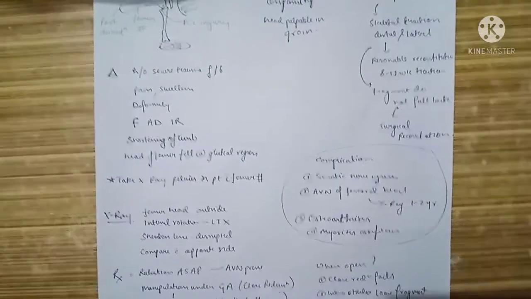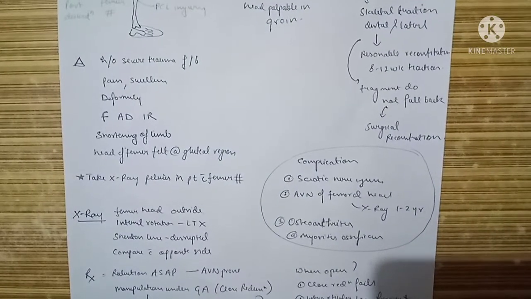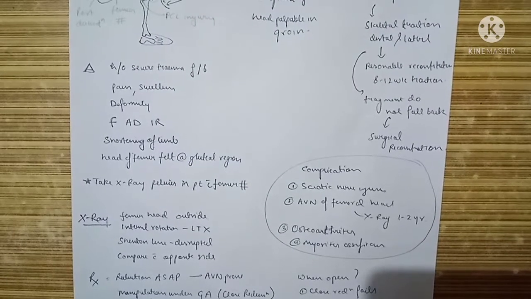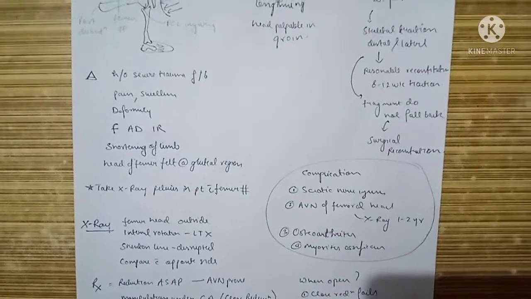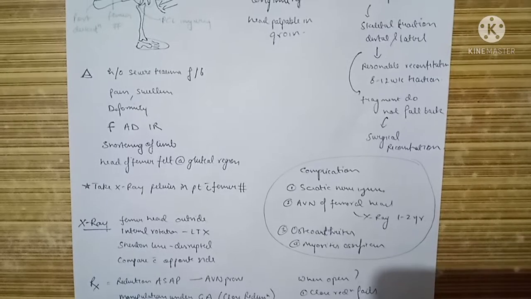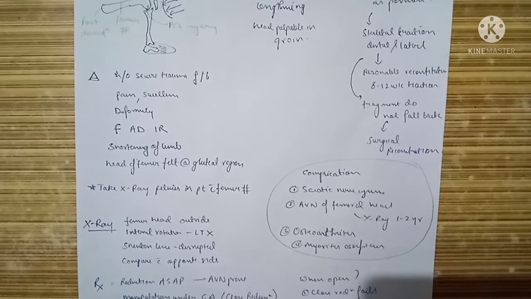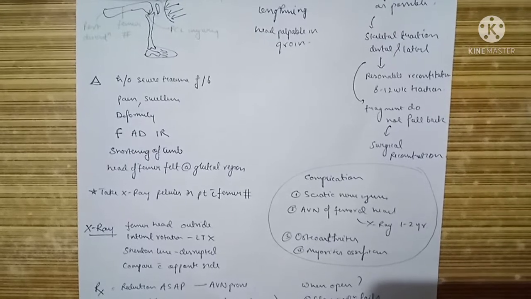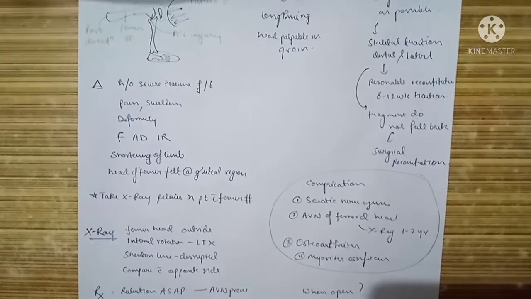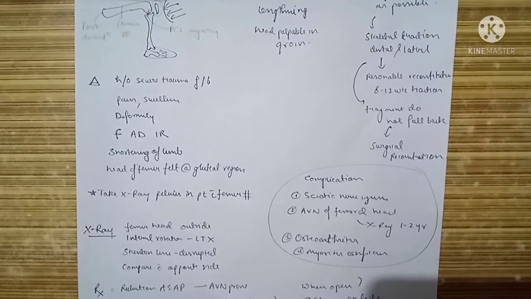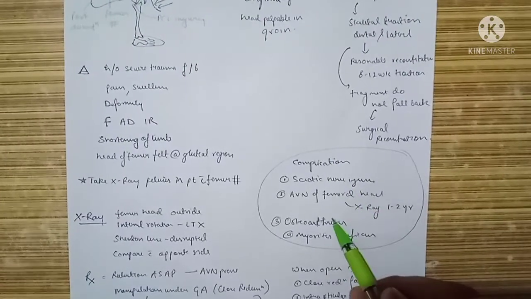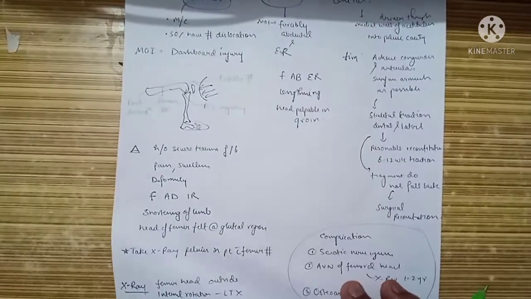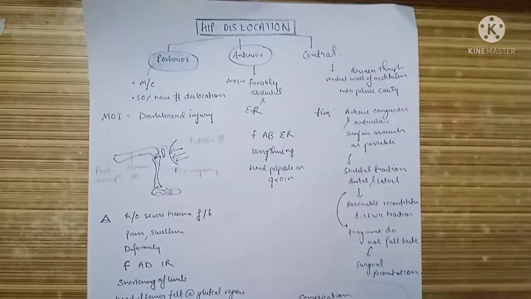In that case, we are able to see that AVN of the femur head may be visible on the X-ray as increased density after 1 to 2 years, when the femur head is completely empty from inside, and in that case it is of no use now, and then we will be needing a prosthesis. Other complications may include vascular injury, sign of Neurath, and we can have osteoarthritis and myositis ossificans. So this was briefly about hip dislocation.